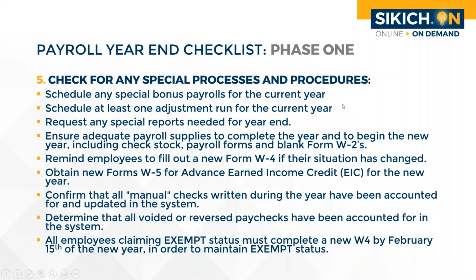Make sure you schedule at least one adjustment run. And the adjustment run can happen in the subsequent year, but it does need to be dated in the previous year. And again, based upon your payroll provider, you may or may not be allowed to do that, but make sure you have one scheduled. Request any special reports that you need for year end from your payroll provider or your HRIS group.